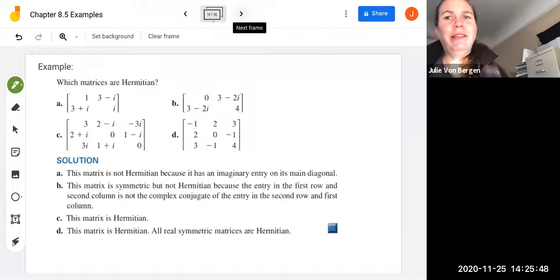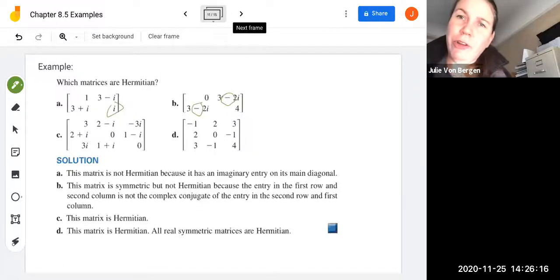All right, so here are some matrices for us to check to see if they're Hermitian or not. Matrix A is not Hermitian because the main diagonal has an imaginary number here, so the conjugate would be a negative. Matrix B is symmetric, but is not Hermitian because the entry in the first row, second column, and the entry in the second row, first column, are not complex conjugates of one another.